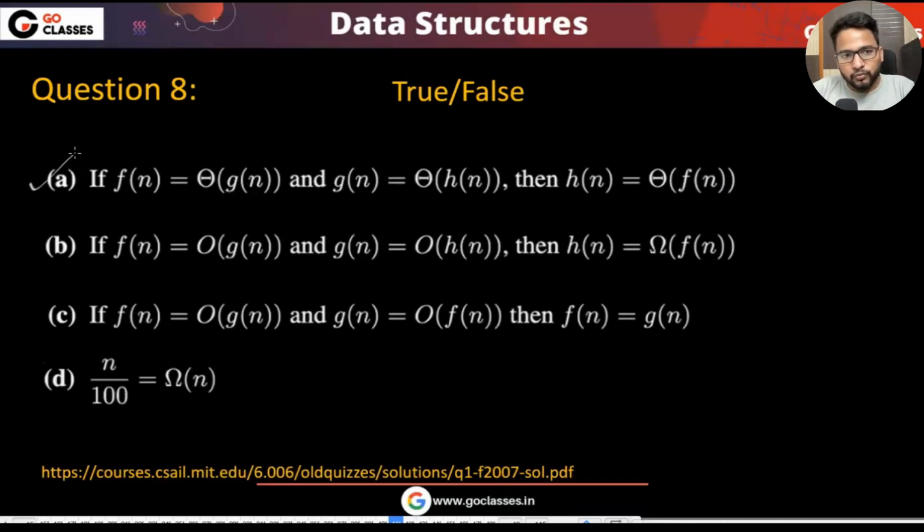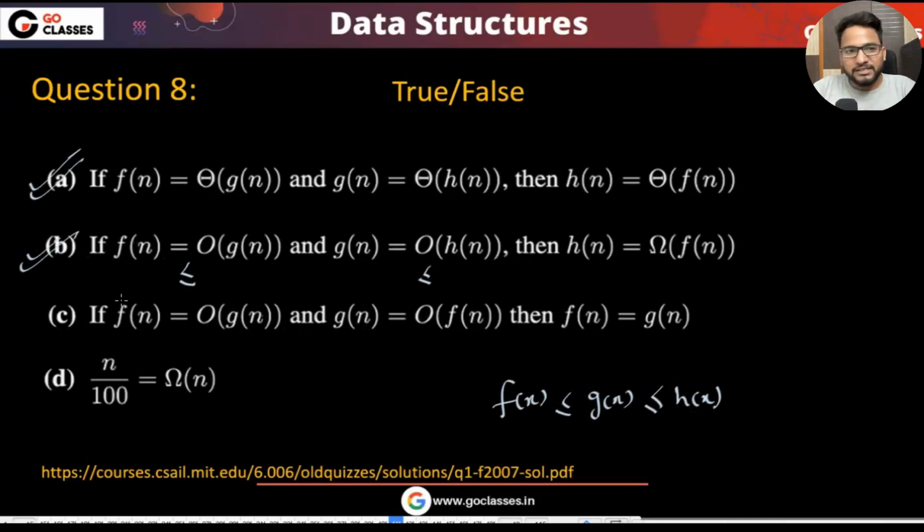Yes, that is true. If fn is less than or equal to gn, and gn is less than or equal to hn, then hn is greater than or equal to fn. Yes, that is true, right? That is also true. If fn is less than or equal to gn, and gn is less than or equal to fn, then they're theta. Okay, so yeah, this is a nice question.